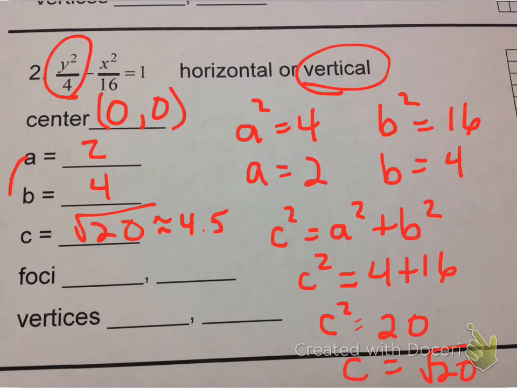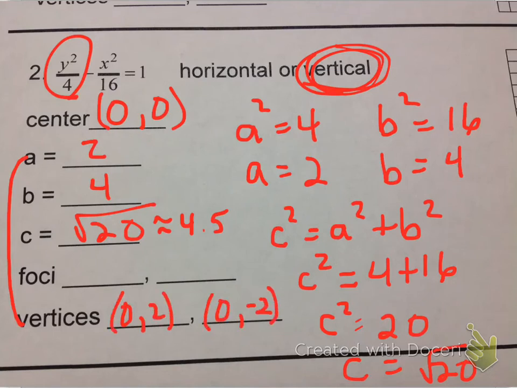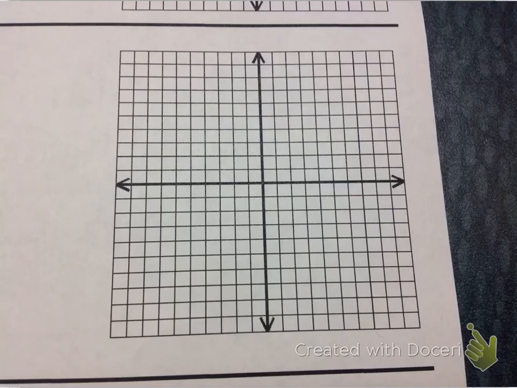Okay, remember that A tells us our vertices. Since this is vertical, this time now the 0 is going to be first, so it's going to be 0, 2. And it's going to be 0, negative 2. Same thing with the focus. It's going to be 0, 4.5. And it's going to be 0, negative 4.5. So that's all the information that we need, and now we're going to go to the next screen and we're going to graph it. So I have A is 2, B is 4.